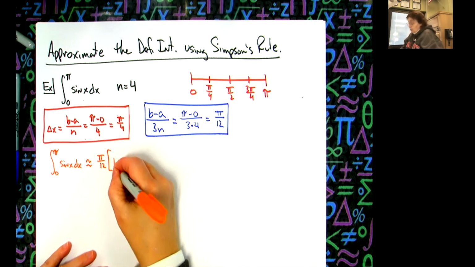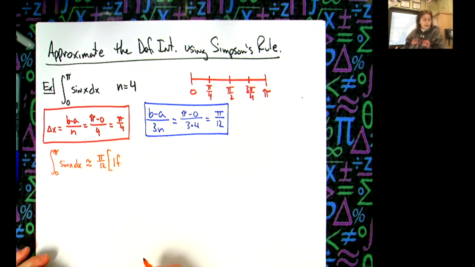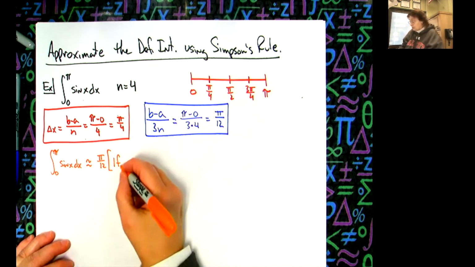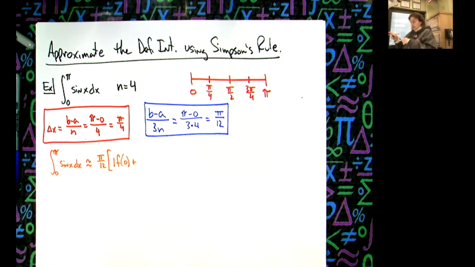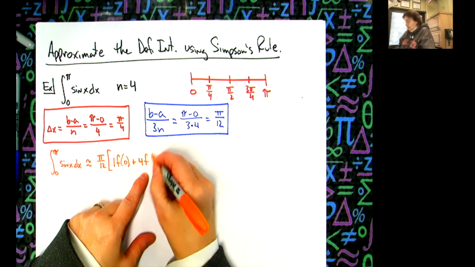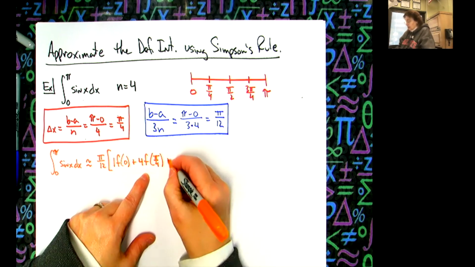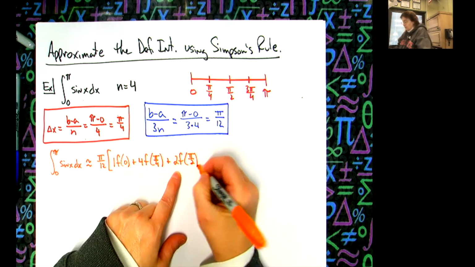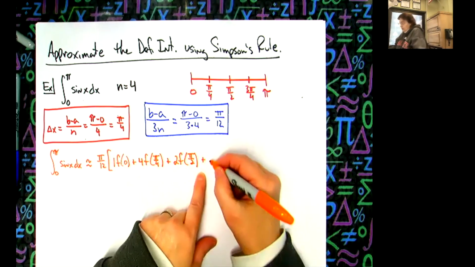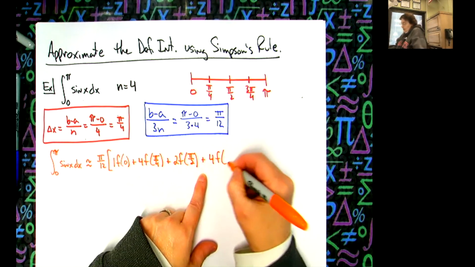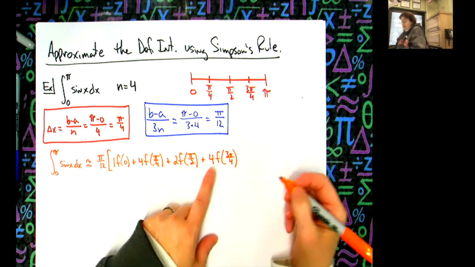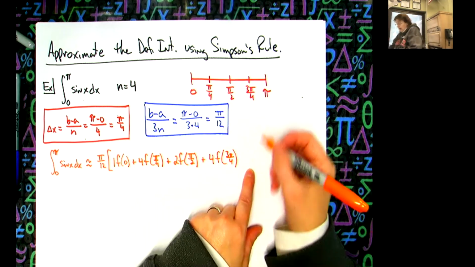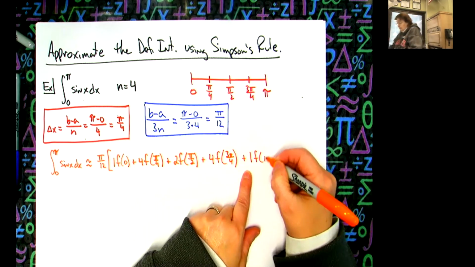So this will be 1 f of, again, we're going to use every one of these. This will be f of 0. Then I was supposed to go to a 4, so 4 f of pi over 4. The next one was supposed to be a 2, so 2 f of pi over 2. We're alternating 4s and 2s, so here's 4 f of 3 pi over 4. That is the next to last one, and you always end with a 4 and then a 1. So this last one is 1 f of pi.